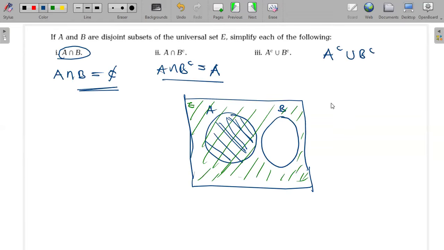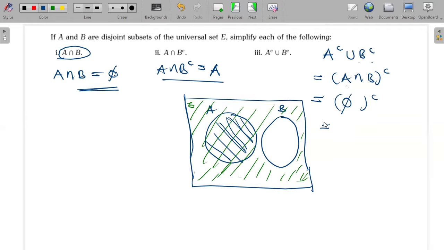So what we just use is the De Morgan's laws. The De Morgan's laws here just state that if you have A intersect B complement, this here is the same as saying A intersect B, and I put the complement there outside. So now my A intersect B is the empty set, which is here. So the empty set, and then I say the complement of the empty set.